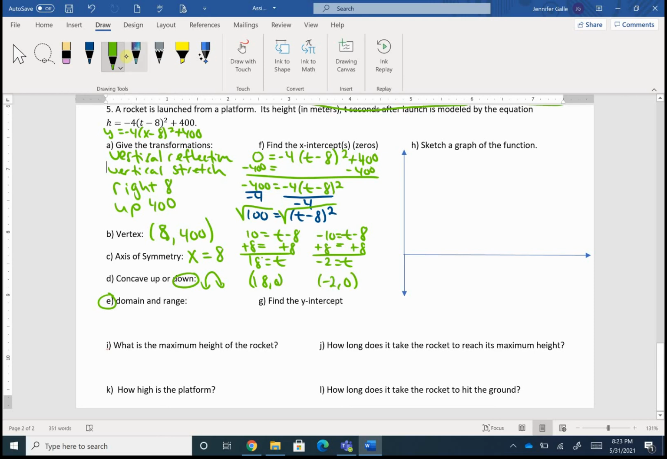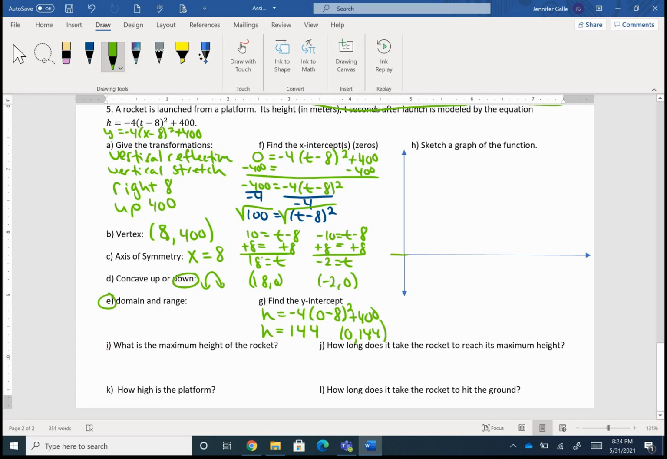The Y-intercept, in this case, we're trying to find our height when our time is 0. Again, this is something I throw right into my calculator. And I get my height as 144. That's my Y-intercept.